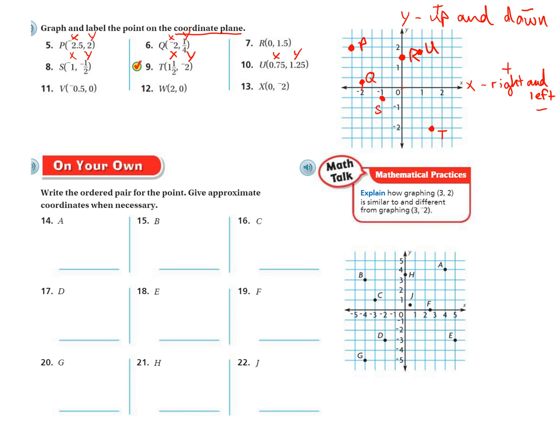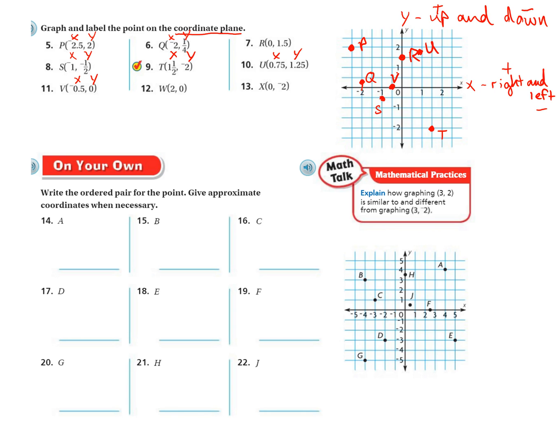Okay. Let's go to point V. Remember, x is first, y is second. So x, we go negative half. So we go halfway to the left, halfway between the 0 and the negative 1. And then y is 0, so we don't move up or down. We just stop right there. There's my point. And that is point V. You need to be following along.